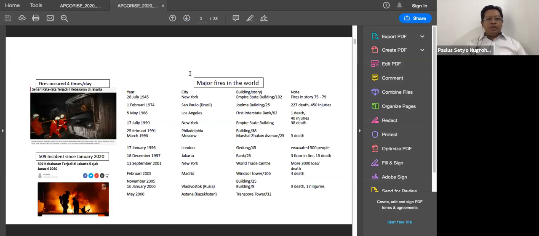Buildings are used for offices, apartments, hotels, and hospitals, but high-rise buildings pose dangers and risks, including fires. In 2020, there were more than 5,000 events, a frequency of almost 4 a day in Jakarta. High-rise building fires also occur in the world. In 1974, there were fires in Brazil with more than 200 dead. In 2001, the WTC building was on fire, with more than 2,000 people dead or missing.